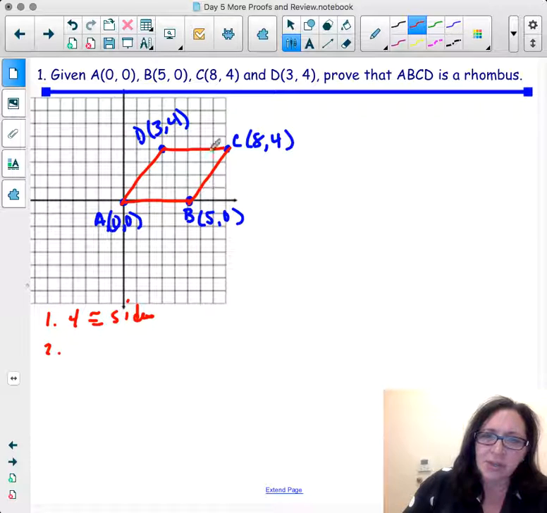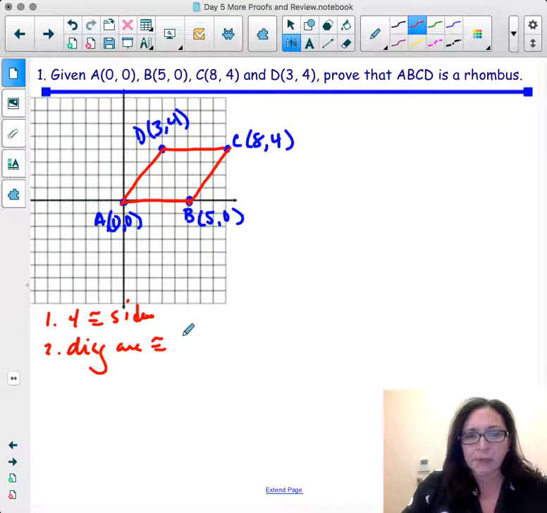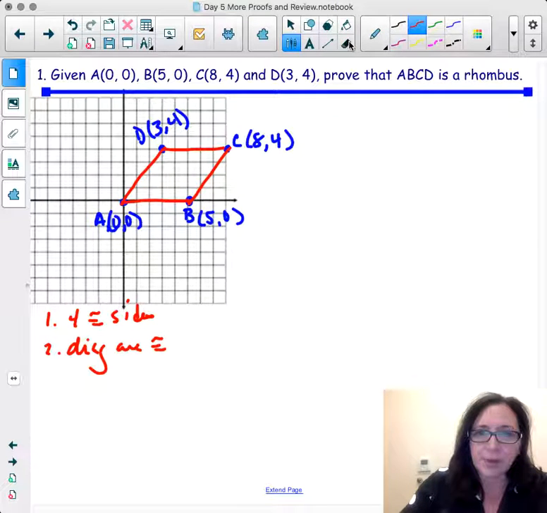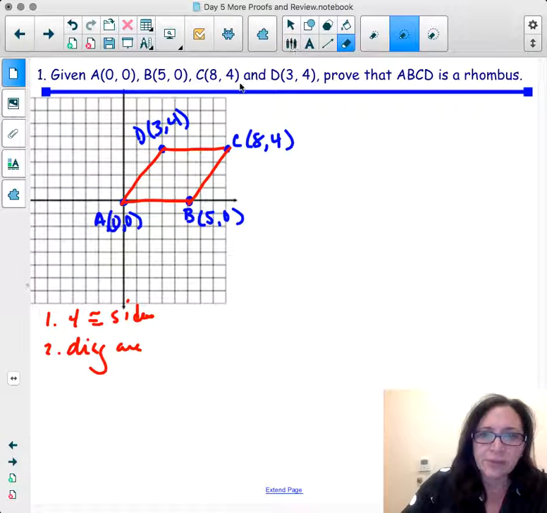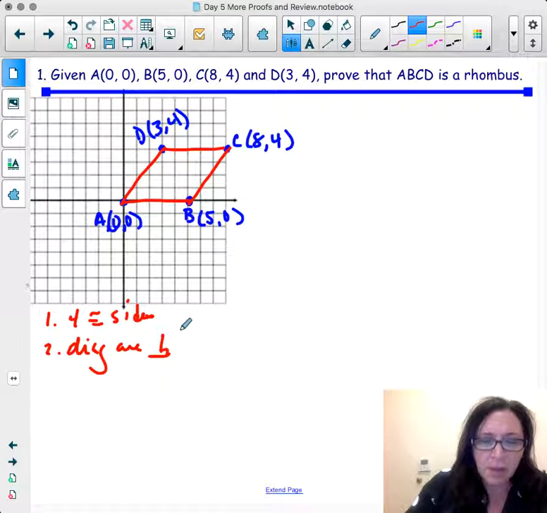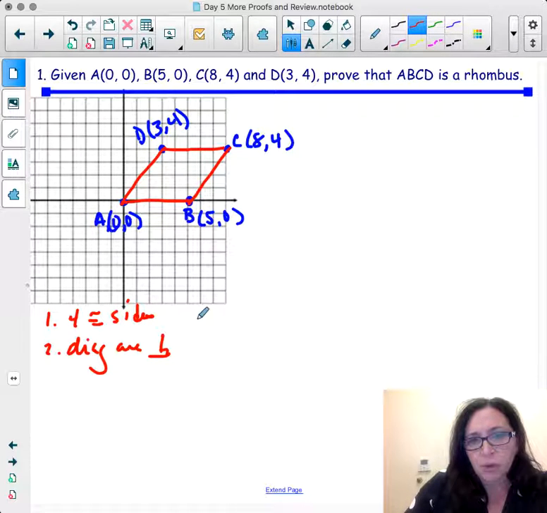In addition to that, you know that the diagonals are congruent. No, diagonals are not congruent. Silly. Diagonals are perpendicular. Okay. So I could show that the slopes are opposite reciprocals of each other.